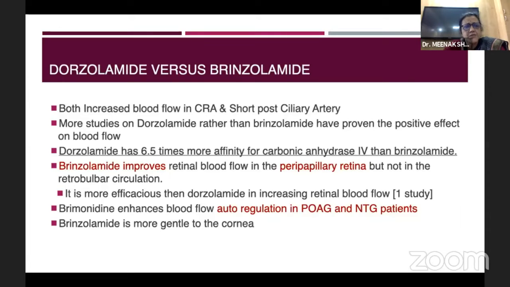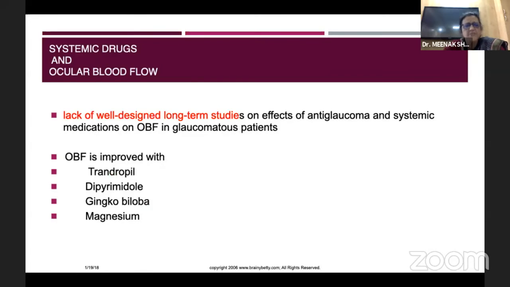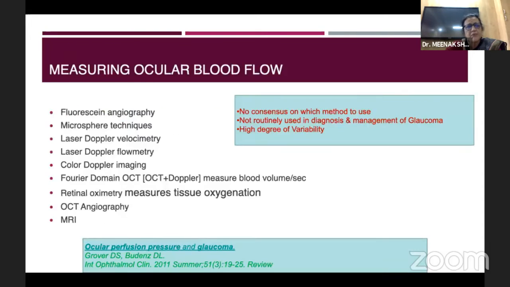In comparison between dorzolamide versus brinzolamide, dorzolamide has a 6.5 times more affinity for carbonic anhydrase 4. But brinzolamide improves the peripapillary retina blood flow and is probably gentler to the cornea. And there is one study which found it to be more efficacious. Now, brimonidine also enhances the autoregulation. So one can use either of these. There are some systemic drugs also which increase ocular blood flow, which are trandolapril, dipyridamole, ginkgo biloba, and magnesium. Their effect can be utilized.